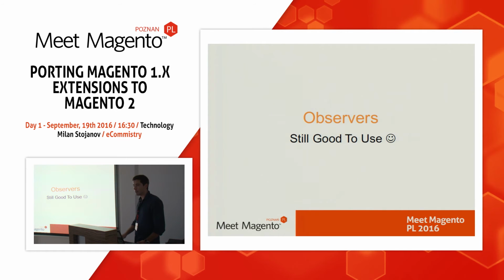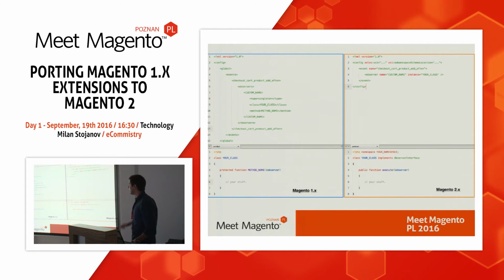Observers still exist in Magento 2 and are very good to use. This is a comparison, Magento 1 left, Magento 2 right. In Magento 1 we used the config.xml file to define our observers, and the difference in Magento 2 is that we use the events.xml file. What has also changed is that you don't define what method will respond to a particular event, since it's by default the execute method. It accepts an observer object, and then inside of it you can do whatever you need to do in your observer.